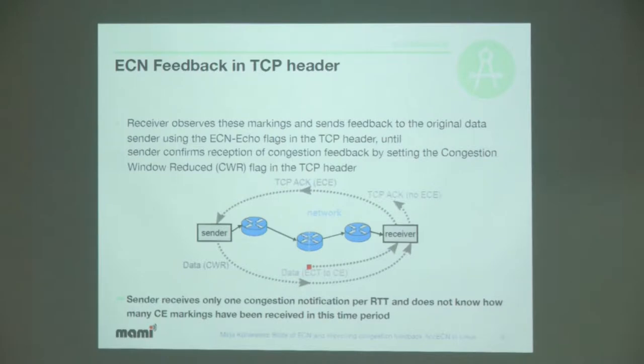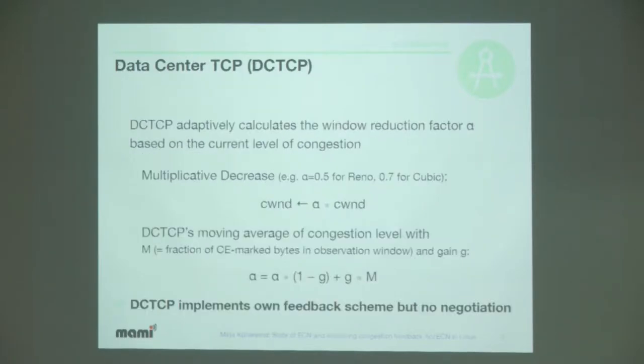One of those examples is basically Data Center TCP. Data Center TCP is developed for data centers. You cannot just use it on the internet. It will take all the capacity away from other traffic. But the principle is something that modern congestion controls want to do.